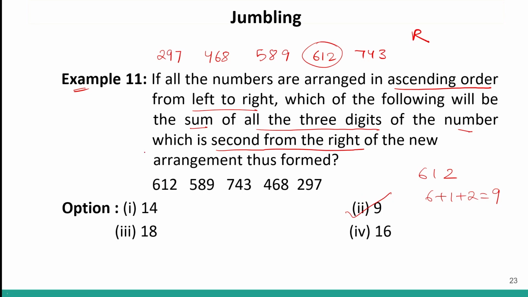Clear? So first we arranged them in ascending order, then we found out which will be the second from right, and then we summed that number, summed all the digits in that number.